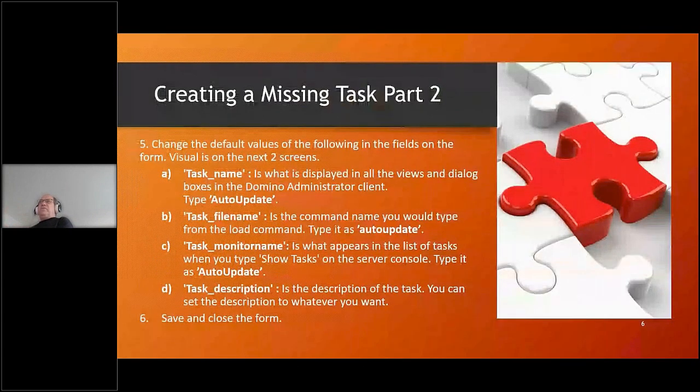Part two involves actually changing the underlying code to match what we're working on. There are 4 fields we're going to need to mess with: task name, task file name, task monitor name, and the task description. On the next screen or two, I'm going to show you the form itself. The main thing to understand is that the task monitor name has to be exactly the name Domino likes to call it. This is not always known and drives people crazy. They think they set it up and it's not there, but it has to match entirely.